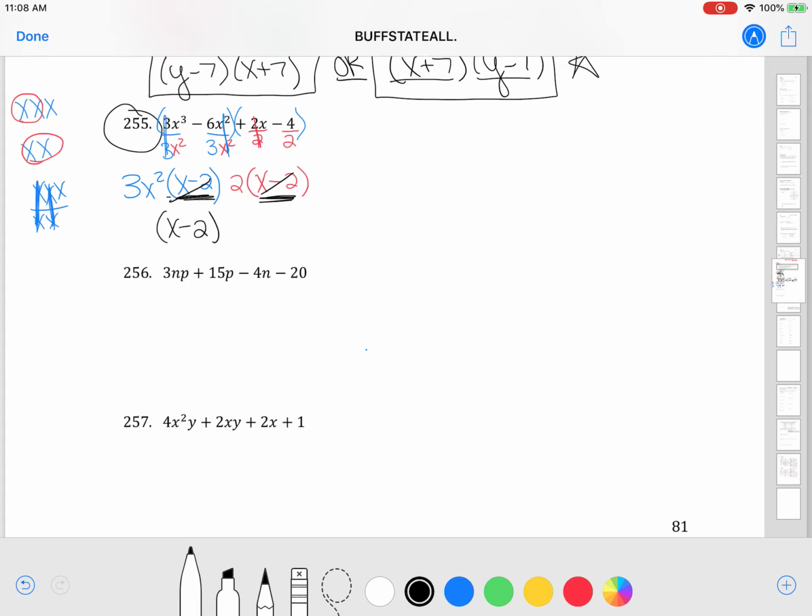Okay, so x minus 2 comes right down. And then you take what you are left with from your GCFs, and those come together. Come together. Just like that. Final answer.